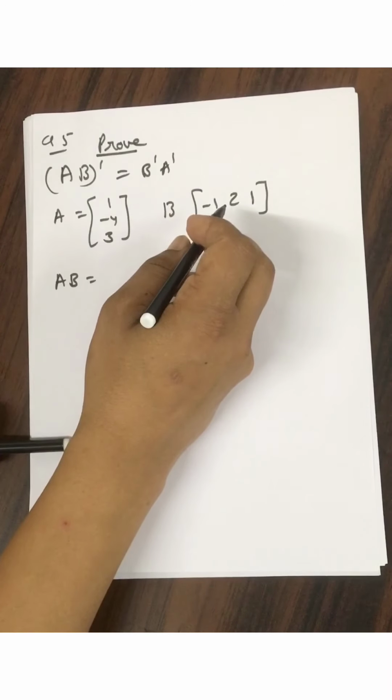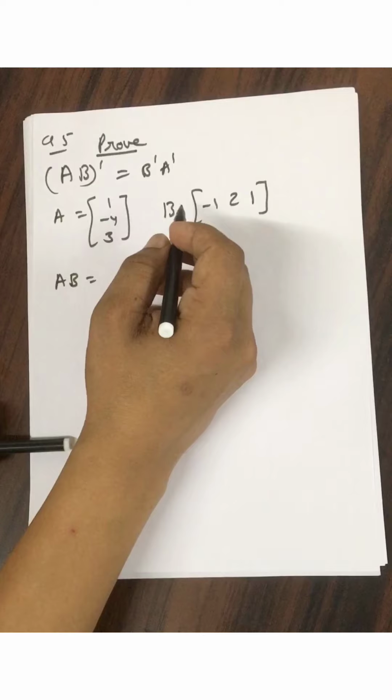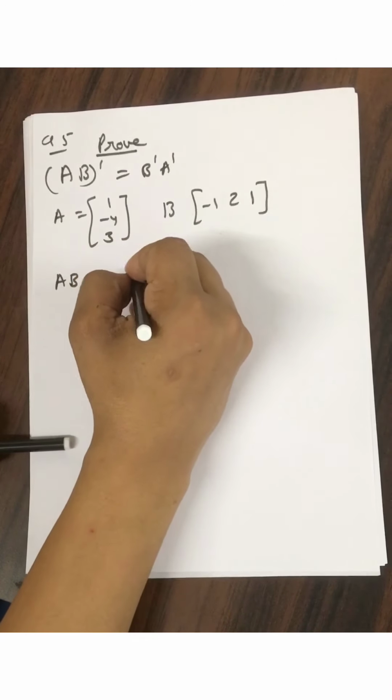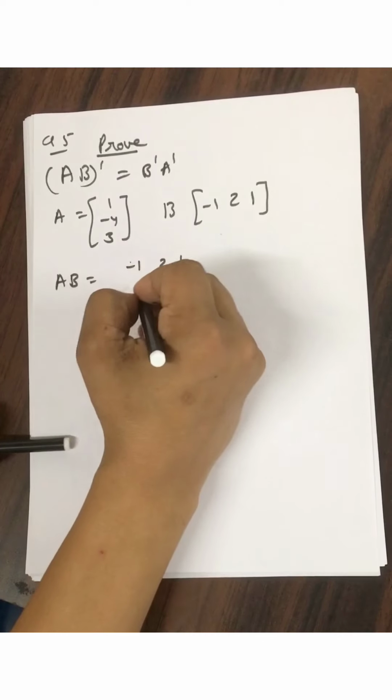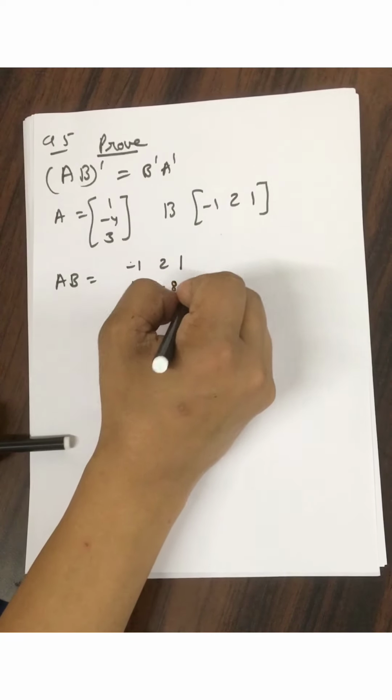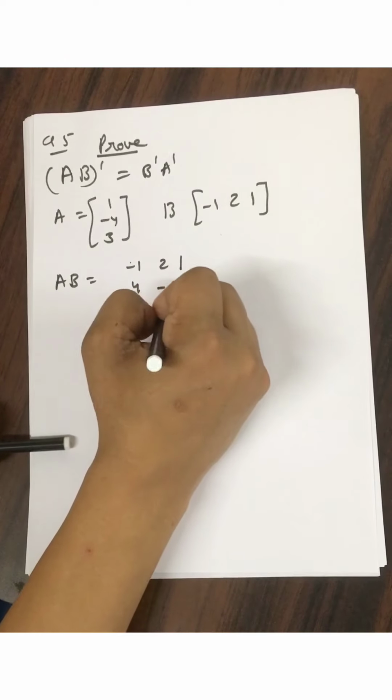This you multiply with this. First you multiply by 1, then you multiply by 4. Once you multiply by this, how much will come? Minus 1, 2 and 1. We discussed this multiplication: minus 2, minus 8 and minus 4, and this is minus 3, 6 and 3.